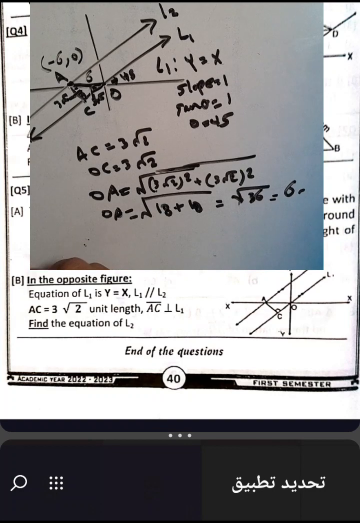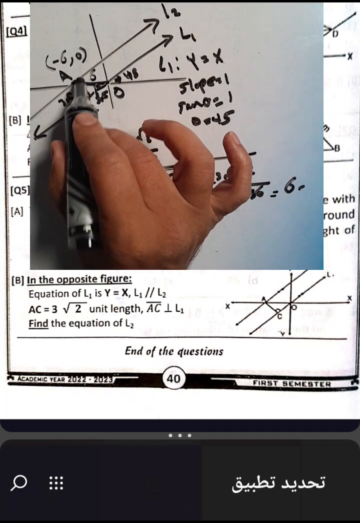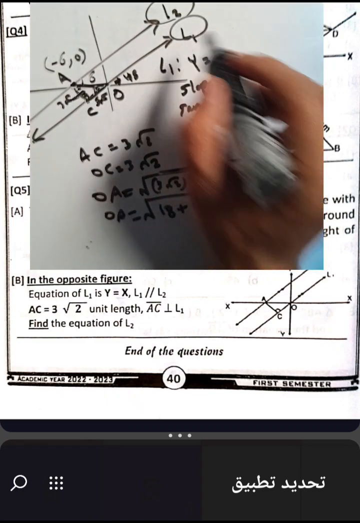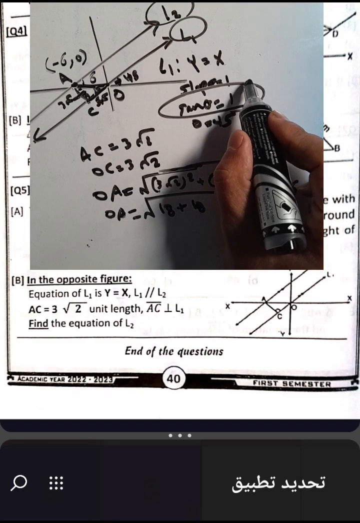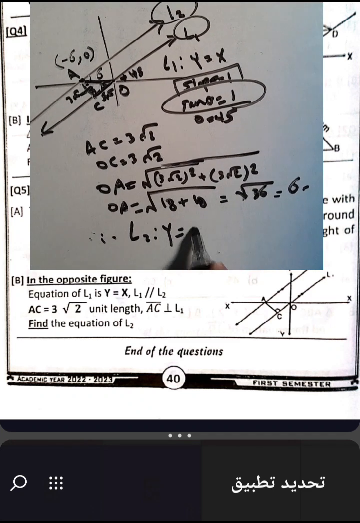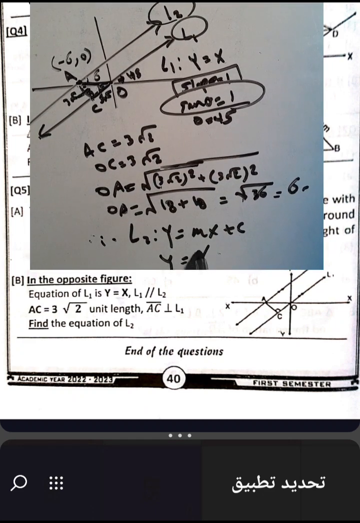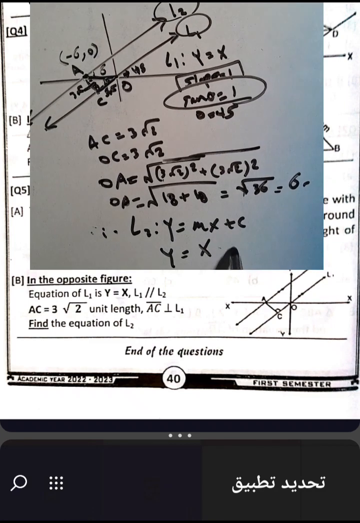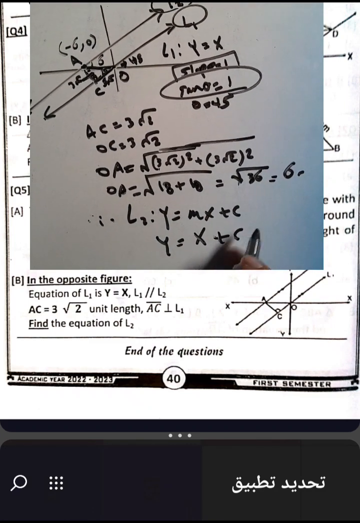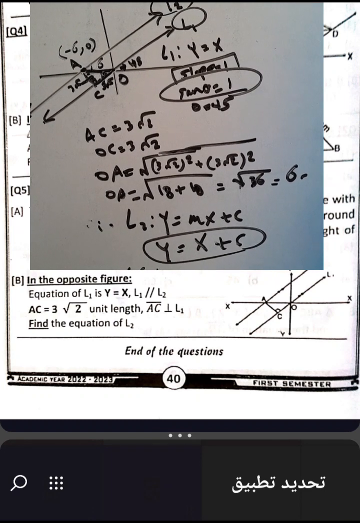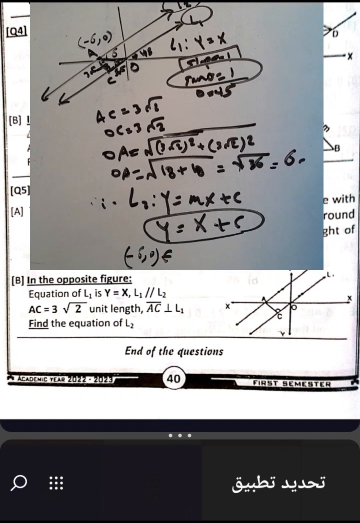Okay, and this angle will be 45 equal to this angle, because they are parallel, so the slope of L1 equals the slope of L2, and the slope here will be 1. Then the equation of L2 is y equal mx plus a constant, then y equals, putting slope equal 1, x here plus a constant. Put the point to satisfy this equation. We have negative 6 and 0. Substituting it in this equation, it will be satisfied.